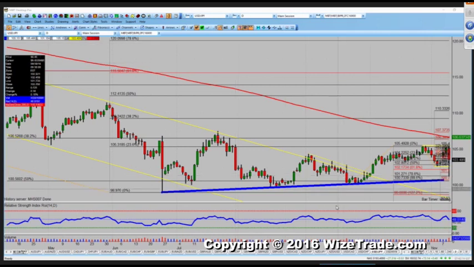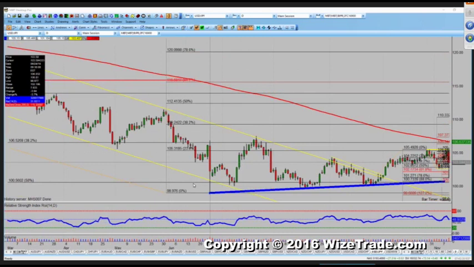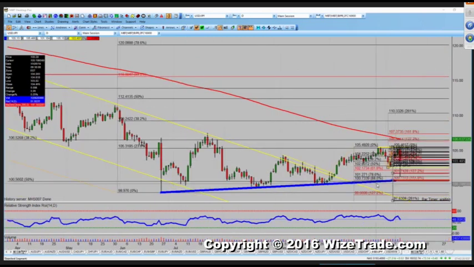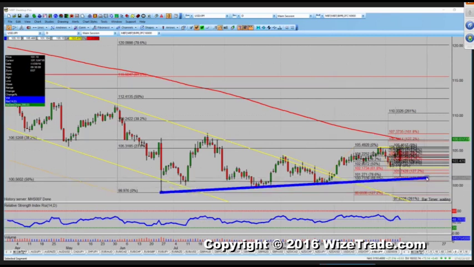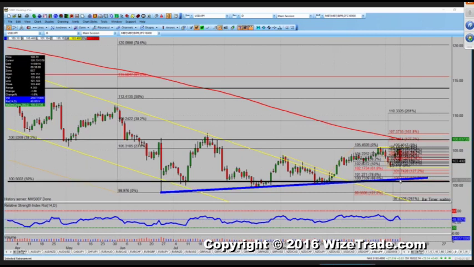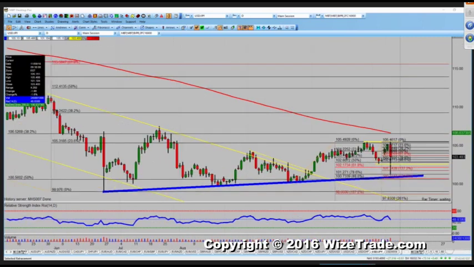Here's the dollar yen. Now, this is significant. Okay, let me grab this blue line here. That's support, right? Let's get rid of this. We don't need that. 78.6 retracement, 101.20.